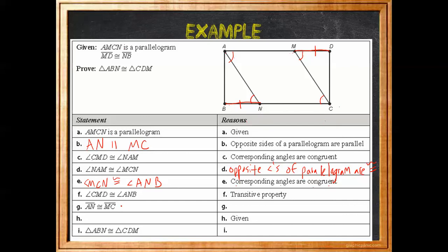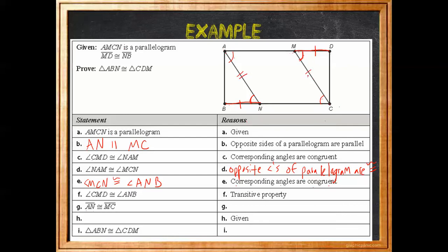All right, so now what we can say is that angle CMD, this angle right here, is congruent to this angle right here, AND. That's easy to see because since this one was congruent to this one, and this one was congruent to this one, and this one was congruent to this one, we can now say that these two are congruent because of the transitive property, right? One to the next, to the next, to the next.